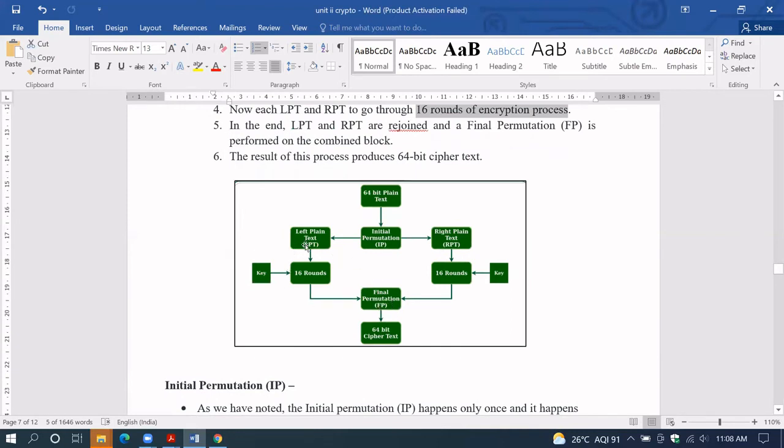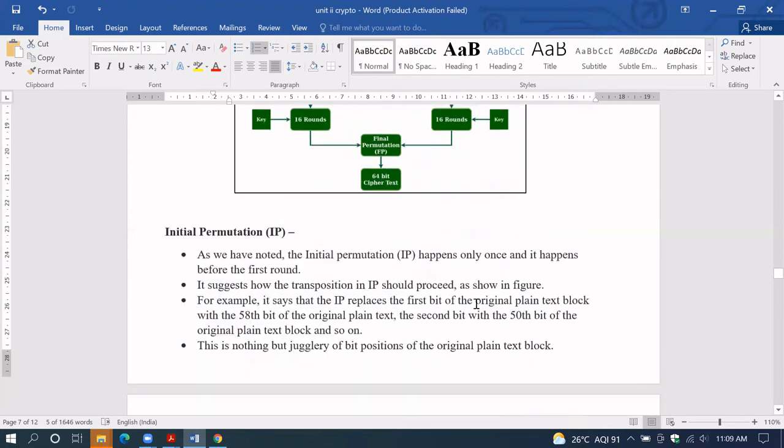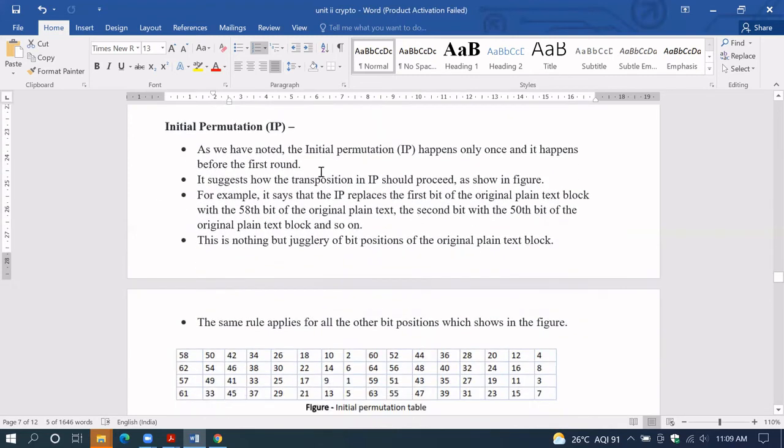But the left plain text and the right plain text, the encryption process takes place how many times? 16 times, which is mentioned as 16 rounds using a 56-bit key. Okay, initial permutations. The transposition in the initial permutation should be followed in a particular manner.